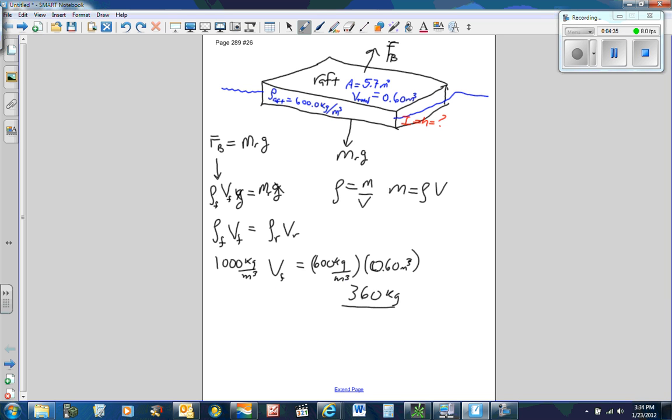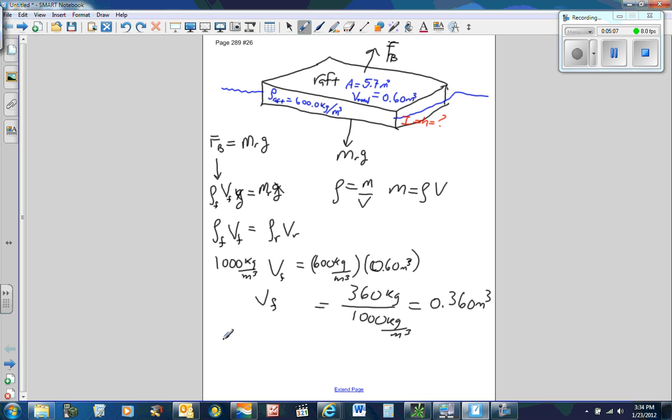So if I divide both sides by 1,000 kilograms per meters cubed, that's going to give me the volume of the water displaced, which is also the volume of the raft underwater, because the volume of the raft underwater is the amount of water displaced. And that's going to give me 0.360 meters cubed. Now that's not my answer yet because they asked for H.